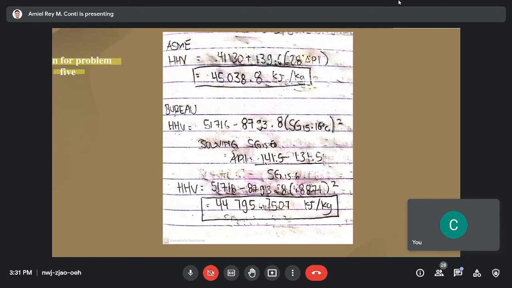So, solving naman, gamit yung Bureau of Standards formula, yung high heating value natin, 51,716 minus 8,793.8 multiplied by the specific gravity at the baseline temperature squared. Ngayon naman, kukunin natin yung specific gravity at yung store-bought temperature niya, and gamitin na lang natin yung nakuha nating value earlier, which is yung 0.8871. By plugging in the values, the higher heating value is equal to 51,716 minus 8,793.8 multiplied by 0.8871 squared. So, ang high heating value niya is 44,795.7507 kilojoules per kilogram.